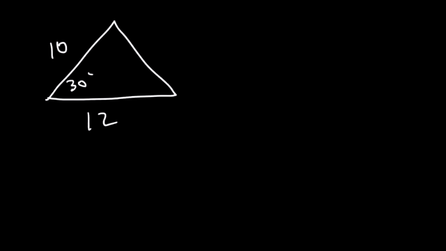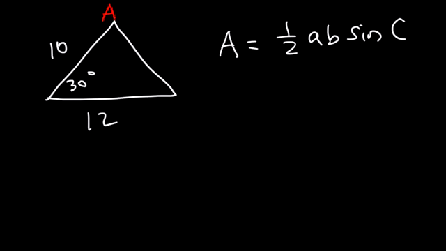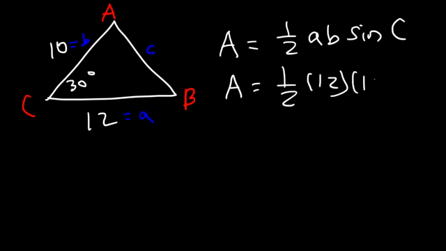Now, let's say you have a triangle where you're given two sides and the included angle. What is the area of this particular triangle? The area is 1/2 ab sine C. So let's call this angle A, angle B, angle C. This is side c, side a, and side b. In this case, lowercase a is 12, and side b is 10. And the angle between them, that's angle C, is 30.